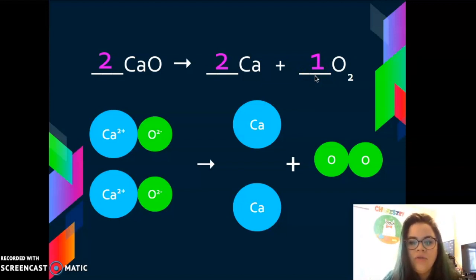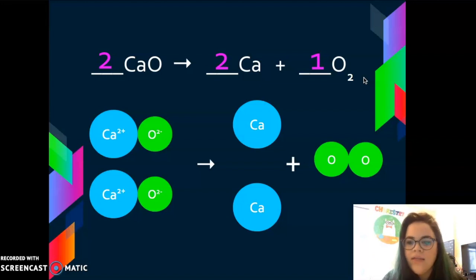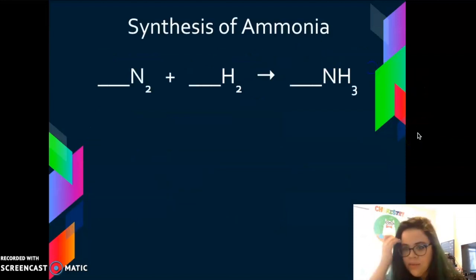But let's say a student accidentally wrote 4, 4, and 2. Technically, that would be balanced. 4 calciums, 4 calciums, 4 oxygens, and 4 oxygens. But the ratio 4 to 4 to 2 is not simplified, and that is something that you are expected to do to accurately balance equations. And so 4, 4, and 2, because they are all even numbers, you can divide them by 2 and get 2, 2, and 1.